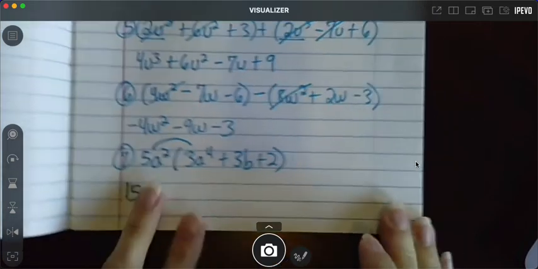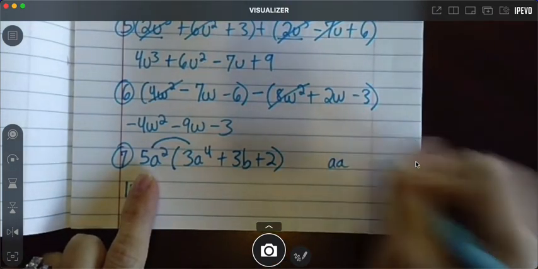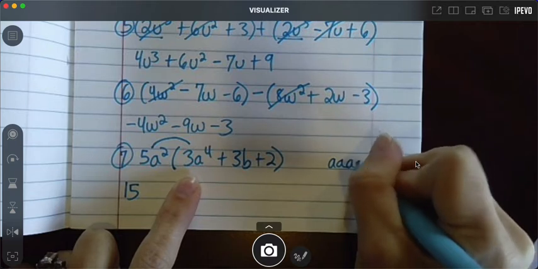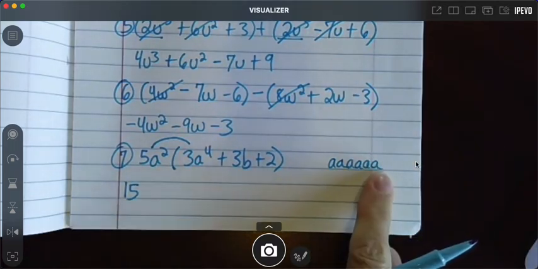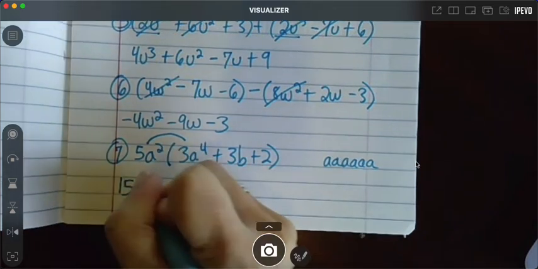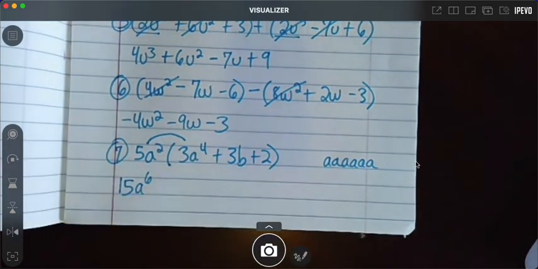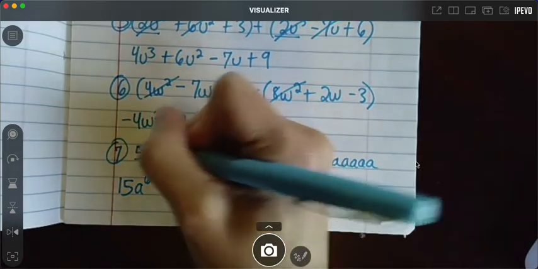If you forget that, think of it this way. I have 2 A's here, and how many do I have written here? If I'm multiplying all those together, how many is that? 6. That's why you're adding the exponents. So it's just 15a to the 6th. Does everybody get that? Now we distribute it to the next thing.